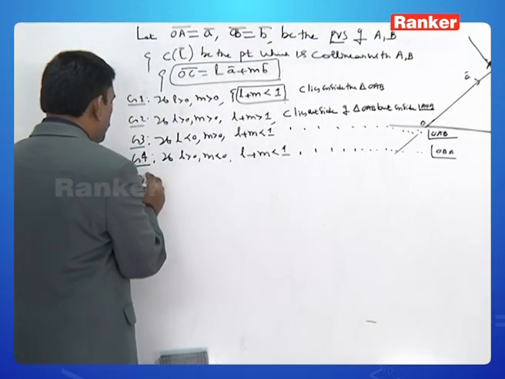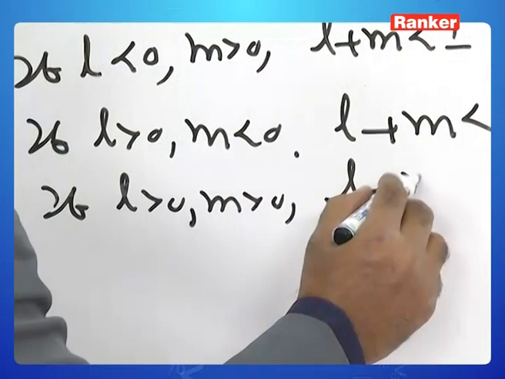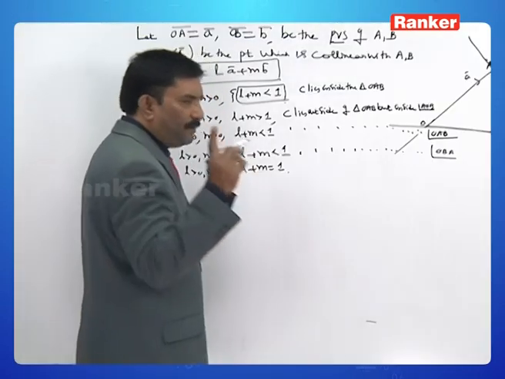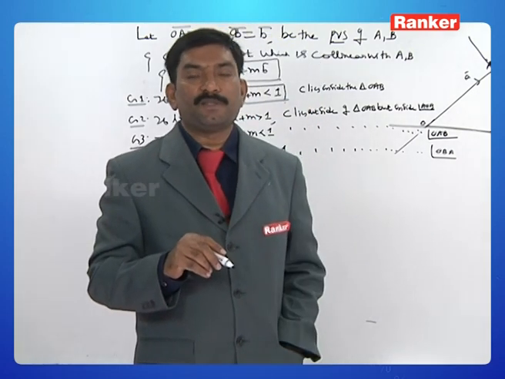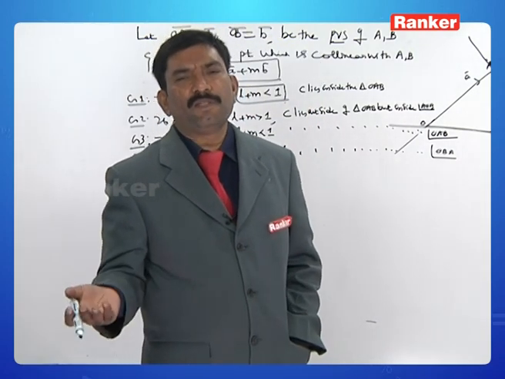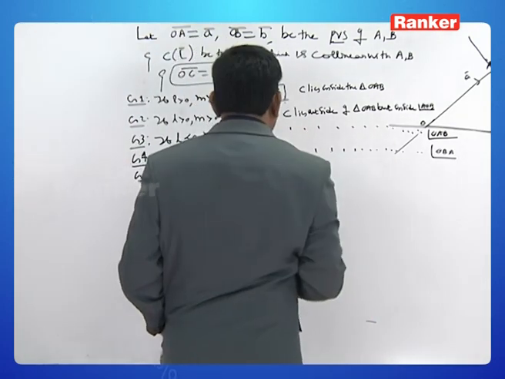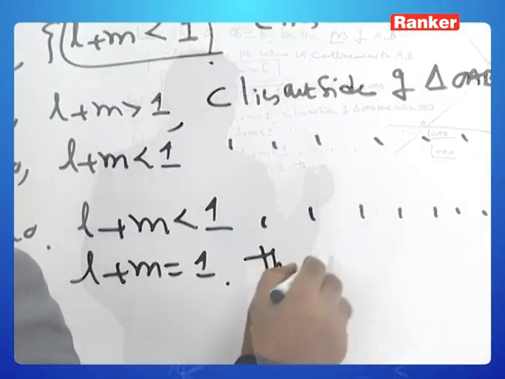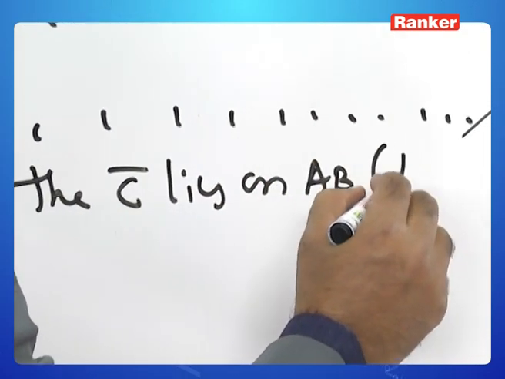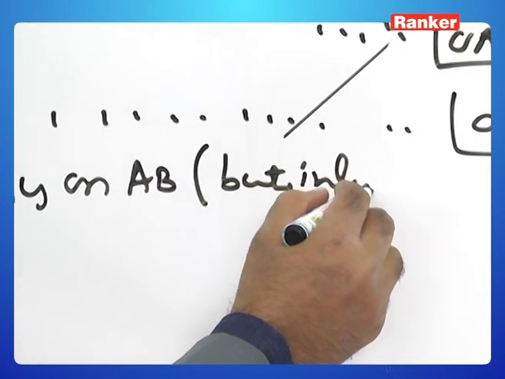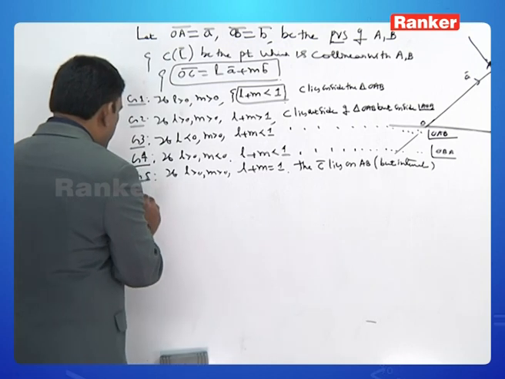Case 5, if L positive, M positive, L plus M is equal to 1. I told already the vector equation of a straight line: R bar is equal to 1 minus S into A bar plus SB bar. It represents a line equation. Line means what? Collinear points. It is also the same. Therefore C bar lies on AB, but it's an internal point.